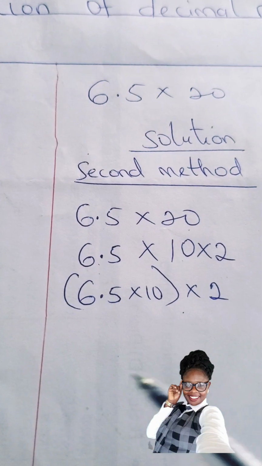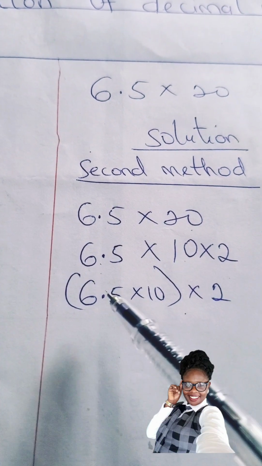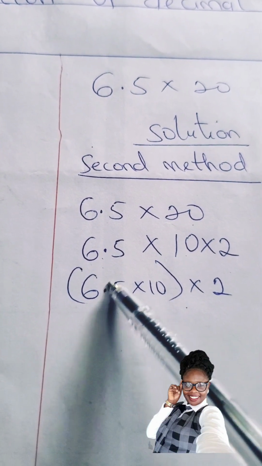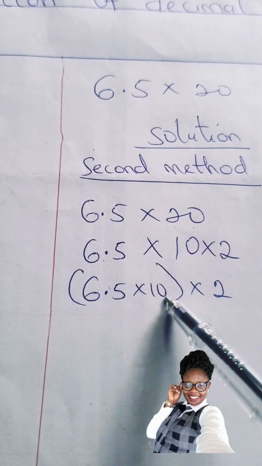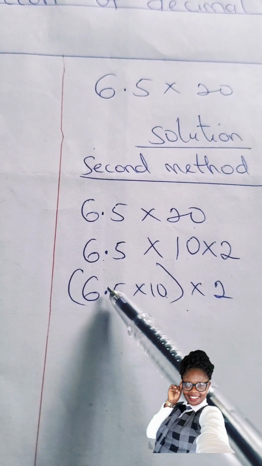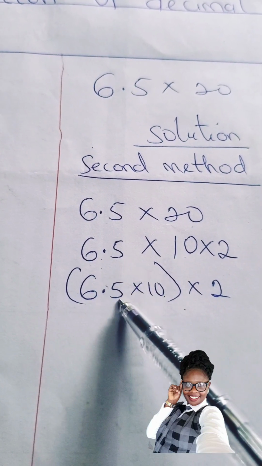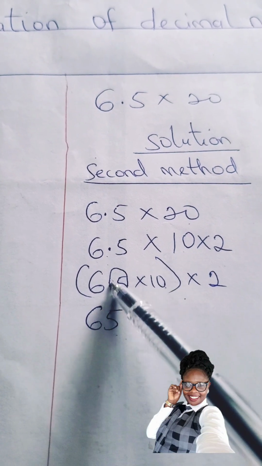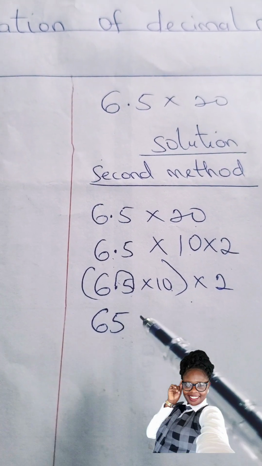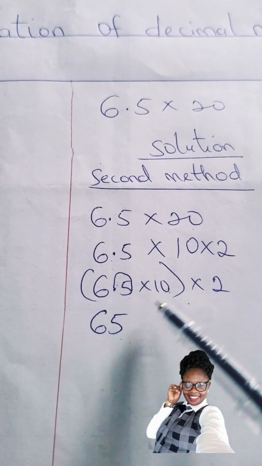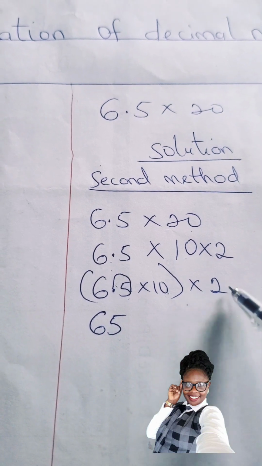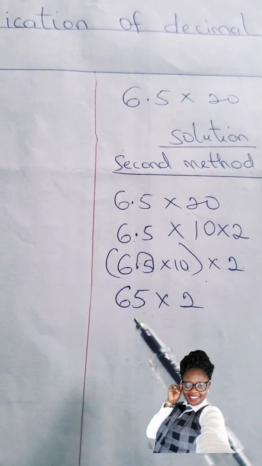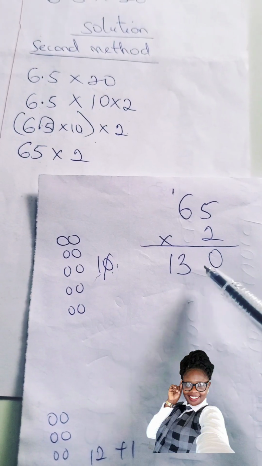Like this. So you remove this decimal by moving this decimal point once to the right, because this 10 has 1 zero. For that reason, this decimal point, you move it once to the right. And after moving it, you're left with 65. This 10, you have used it to move this decimal point to the right, so this 10 will not be included again. You are only left with times 2. Then you go ahead to multiply your 65 by 2, which equals 130.